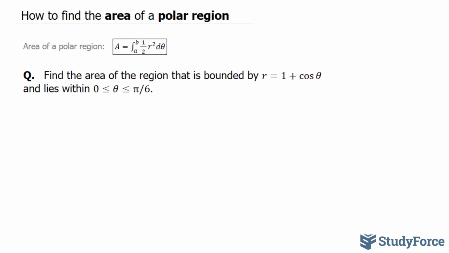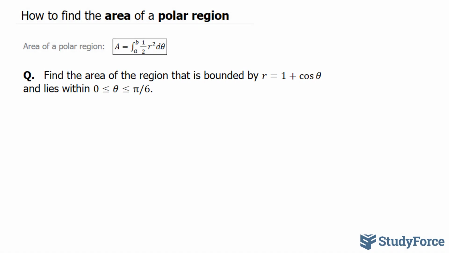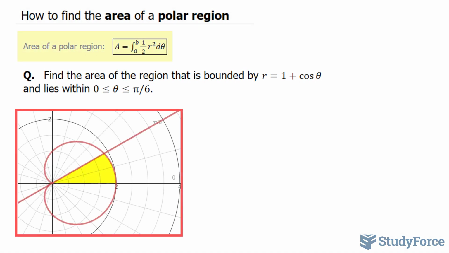In this video, I'll show you how to find the area of a polar region. The question reads, find the area of the polar region that's bounded by r is equal to 1 plus cosine theta and lies within the bounds 0 and pi over 6. To find the area of this region, we'll need to use the formula right here where the area is equal to the integral between a and b for the integrand half times r squared with respect to theta.